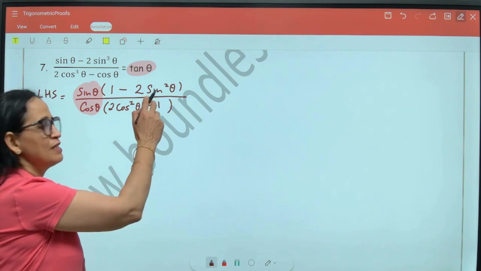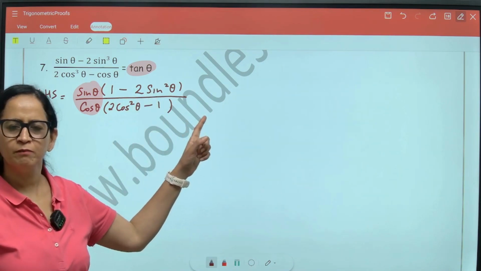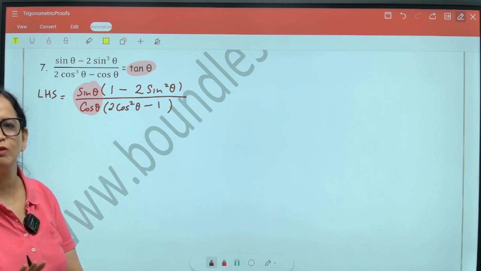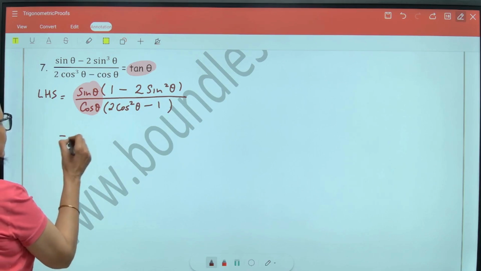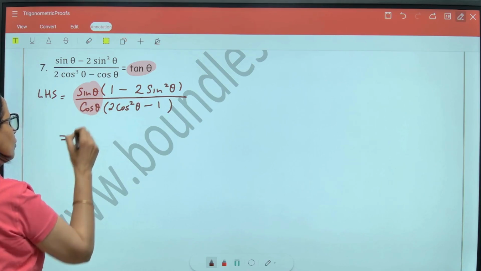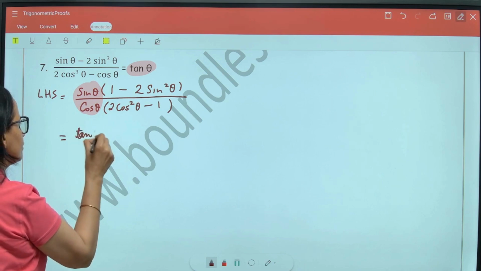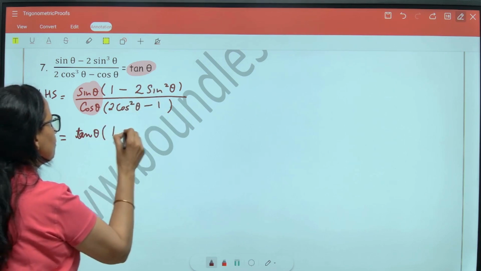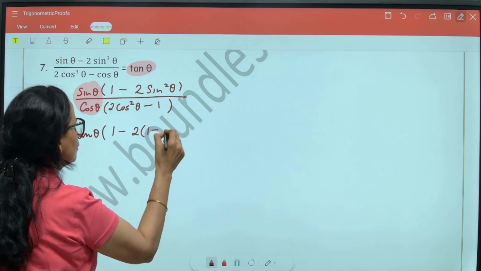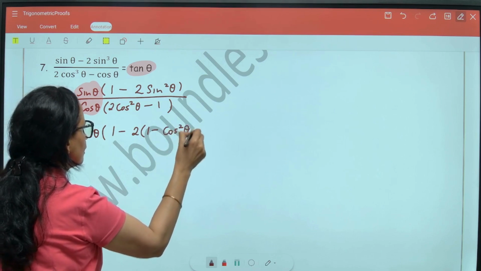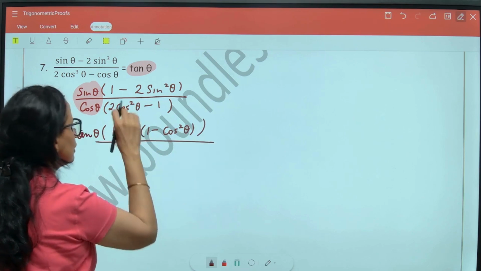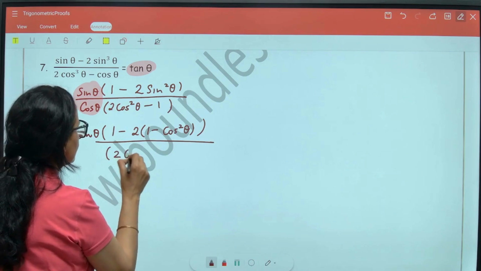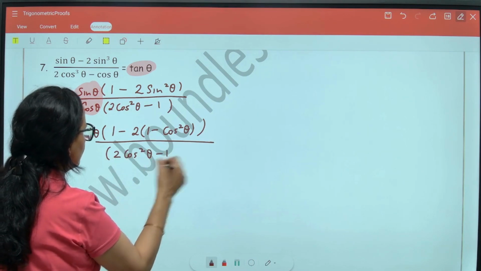Either you convert sin square theta into 1 minus cos square theta, or you change cos square theta into 1 minus sin square theta, both will work. So the left side becomes, I can write sin by cos as tan. So let me keep it as tan theta only, which is what I need on the right side, and try to simplify the rest of it. So it becomes 1 minus 2, and I am writing here 1 minus cos square theta. You can even change the cos square theta of the denominator to sin square theta, it will work, don't worry, right? So it is cos square theta minus 1, wonderful.